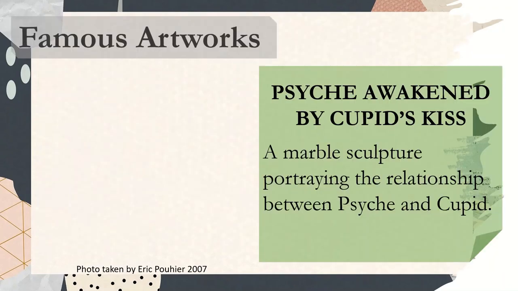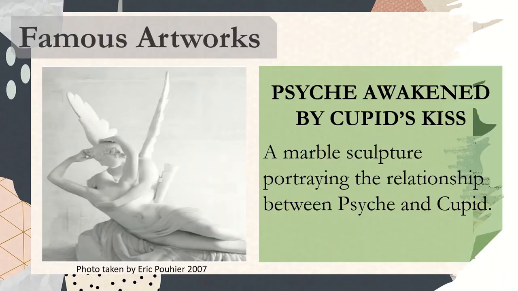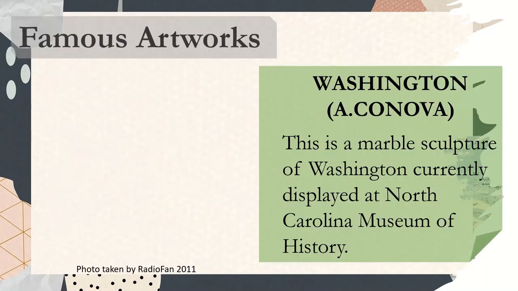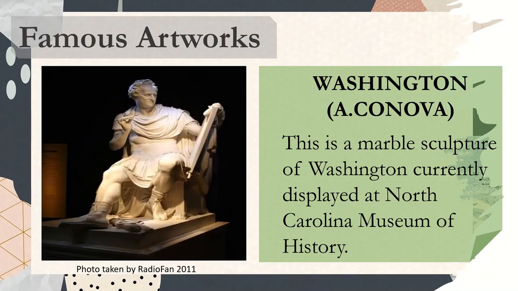Here is an example of Canova's famous artwork named Psyche Awakened by Cupid's Kiss. This is a marble sculpture portraying the relationship between Psyche and Cupid. Another famous artwork by Antonio Canova is called Washington. Here is the marble sculpture of Washington currently displayed at North Carolina Museum of History.